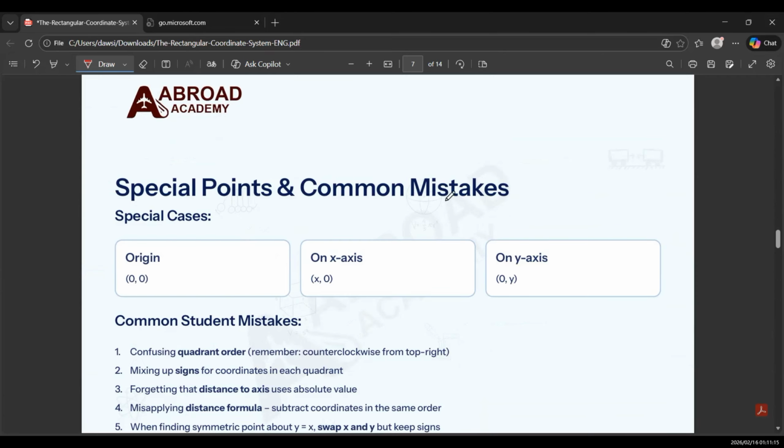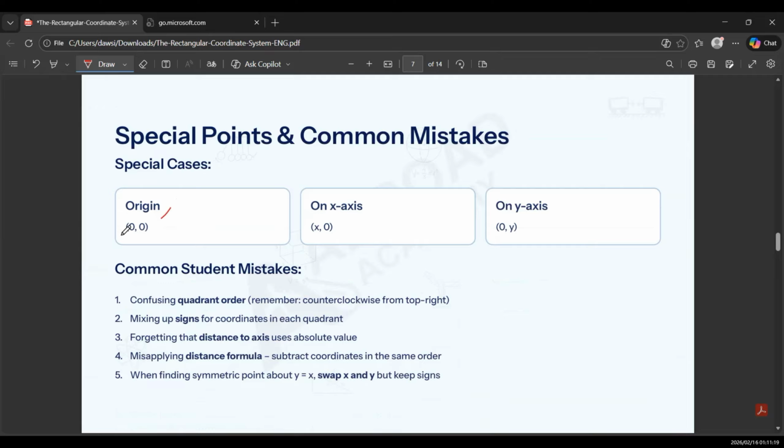Special points and common mistakes. The special case is the origin O, which is (0, 0). On the x-axis it is (x, 0), and on the y-axis it is (0, y). Common student mistakes, very important notes: confusing quadrant order. Always remember, counterclockwise from top right. Mixing up signs for coordinates in each quadrant. Forgetting that distance to an axis uses absolute value. Misapplying the distance formula; treat coordinates in the same order. And when finding the symmetric point about y equals x, swap x and y but keep signs. You should remember this for your exam, these common mistakes.